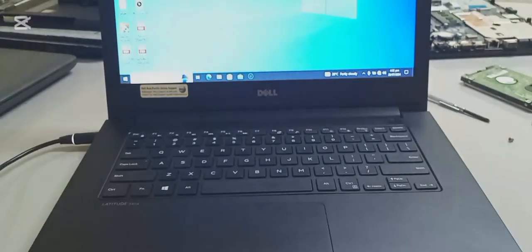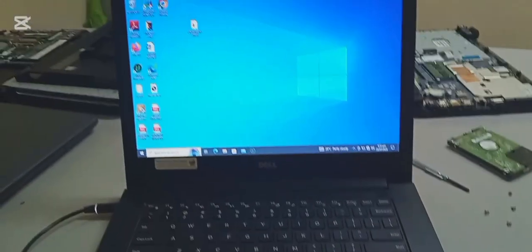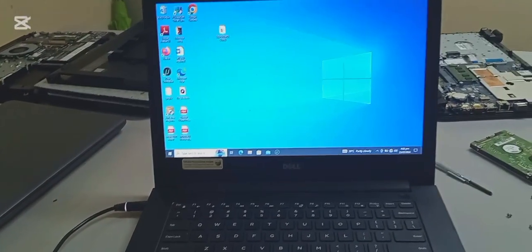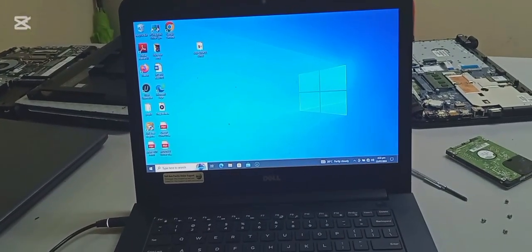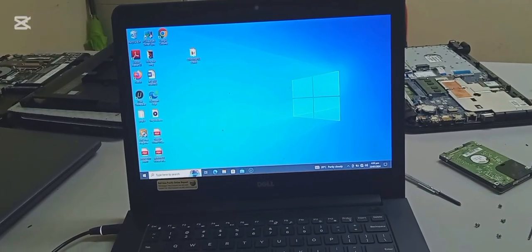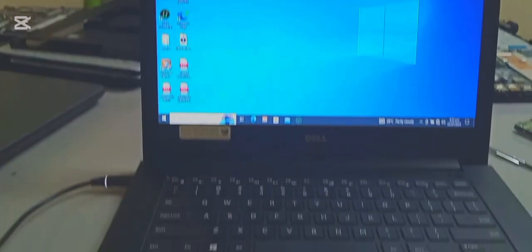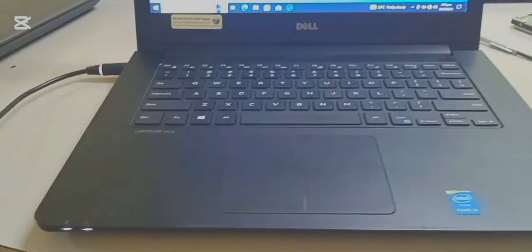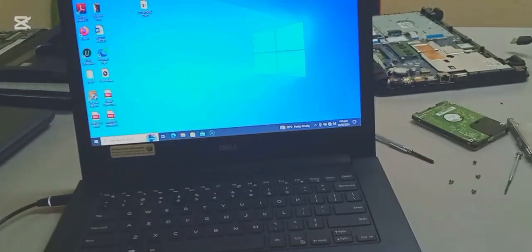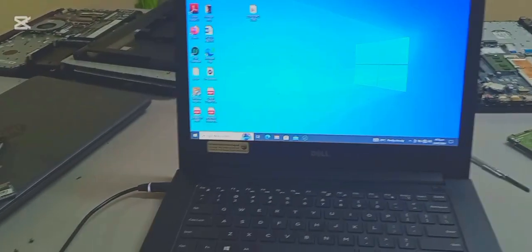Now we have identified that the cause of the no display issue on this laptop was the RAM. After resetting the RAM, the issue was resolved, so there's no need to proceed further in this case. However, if resetting the RAM doesn't work for you, here are the next steps you can try.